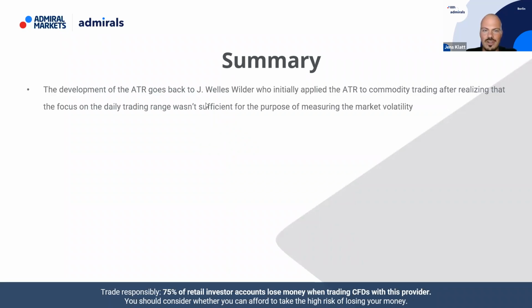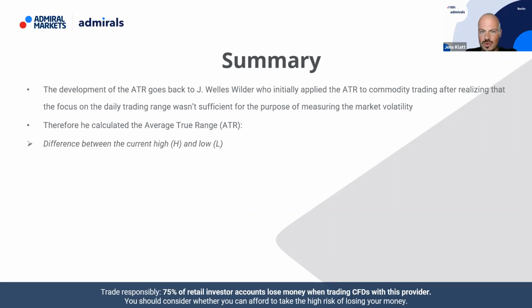So first of all, the development of the ATR, this beautiful trading indicator, goes back to J. Wilder, who initially applied the ATR to commodity trading after realizing that the focus on the daily trading range wasn't sufficient for the purpose of measuring market volatility, and therefore he calculated the ATR, the average true range.